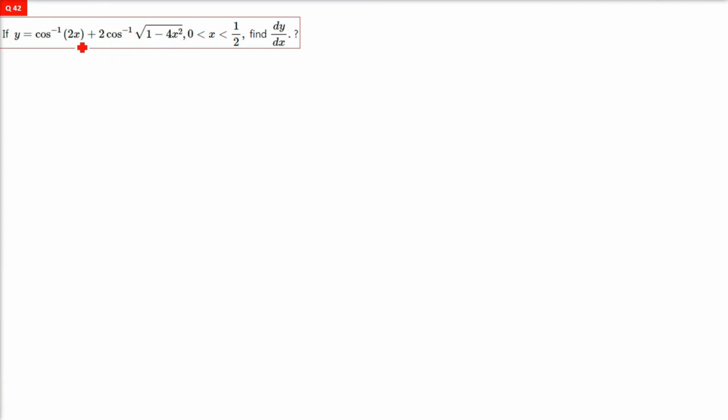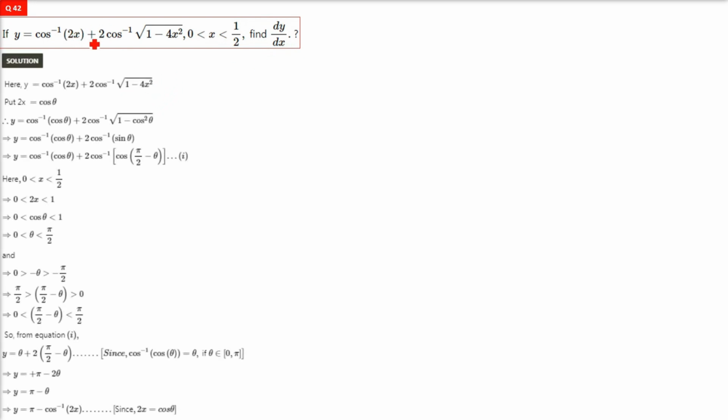y is equal to cos inverse 2x plus twice of cos inverse under root 1 minus 4x square, where x is between 0 and half. You have to find out dy by dx. So first we'll try to solve everything and come up with a solution, and then I'll tell you whether we are correct or not, because the range is given: x has to be between 0 and half.